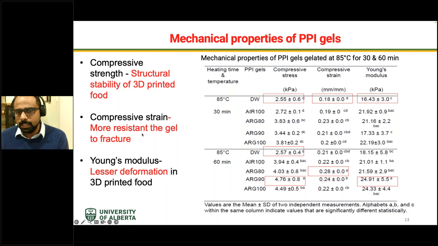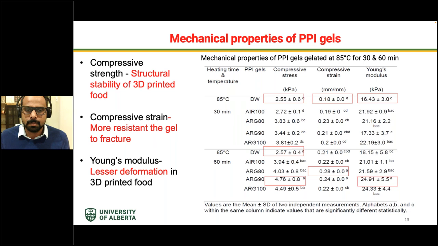So that is very important in the case of extrudability of the 3D printed foods. Because during the 3D printing process, during the extrusion, there should not be any fracture or break of the printed material. So higher compressive strain is important. And also Young's modulus, higher Young's modulus means lesser deformation during storage. So the printed material, as I mentioned before, the bottom layer should be able to withstand the weight of the top layers, right? So higher Young's modulus is important to keep that 3D printed material without any caving in or structural deformation.